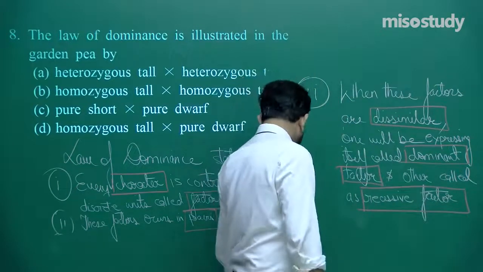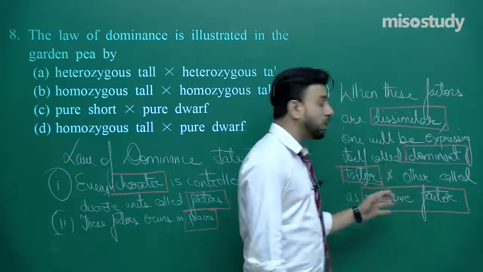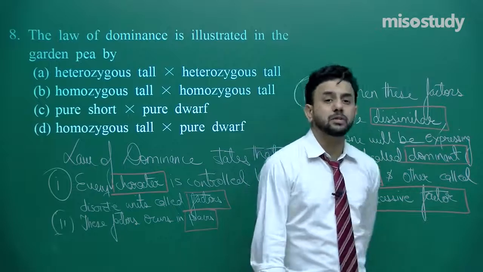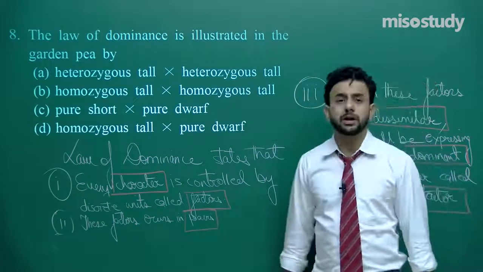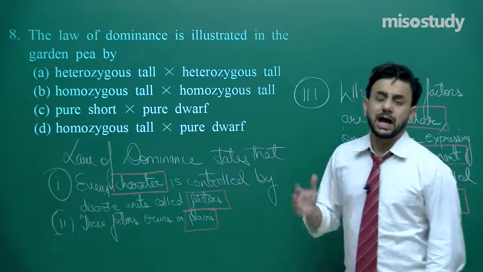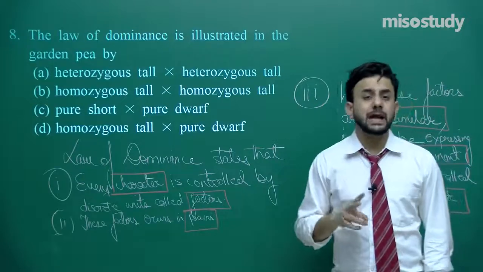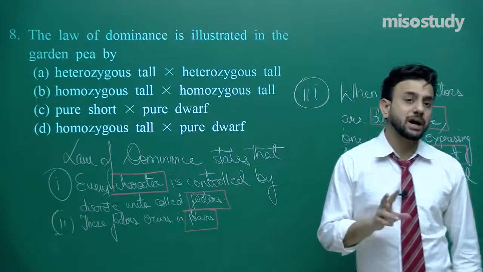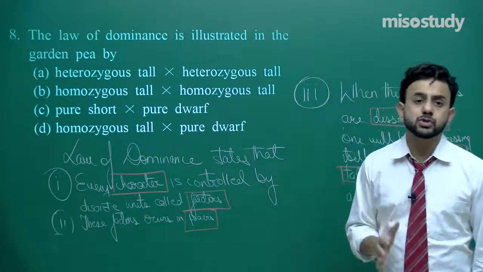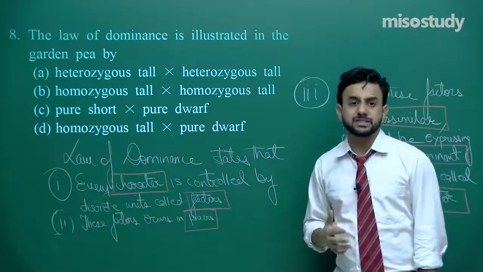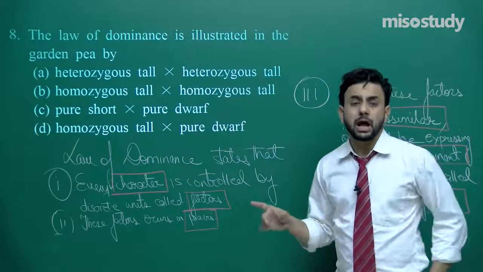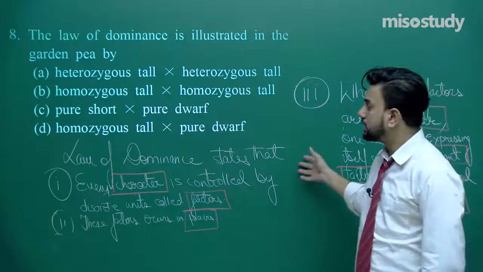Got it? So when these factors are dissimilar, one will be expressing itself and is called the dominant factor, and the other will be called the recessive factor. This is a very, very important thing to be noted. And that is what the law of dominance said: every character is being controlled by a pair of unit factors. One will be dominant, the other its allele, and the one which expresses itself in the presence of a dissimilar allele will be the dominant one, and the other will be the recessive one. This is the law of dominance.